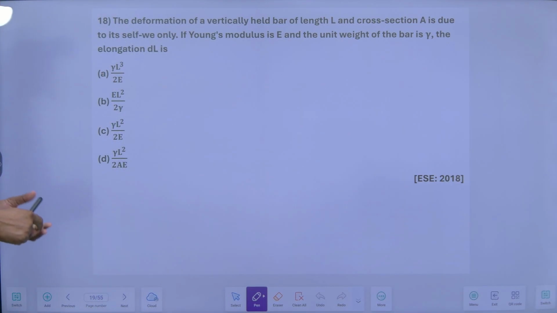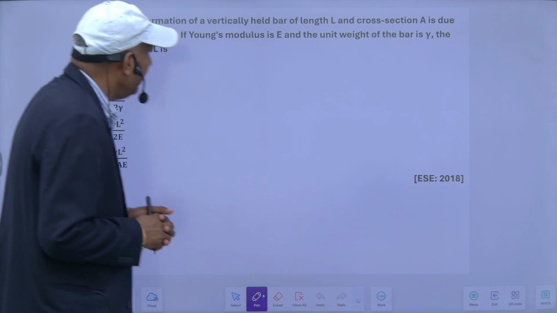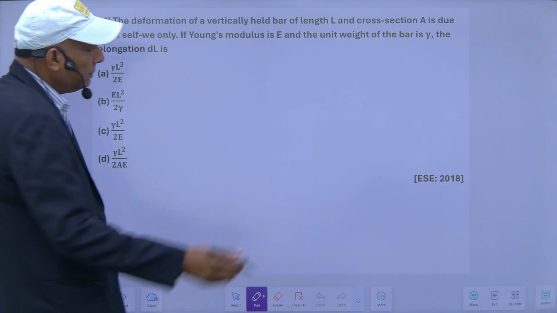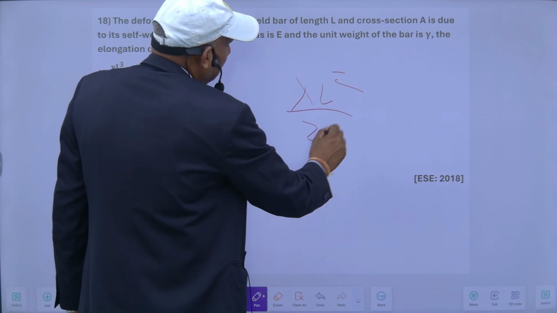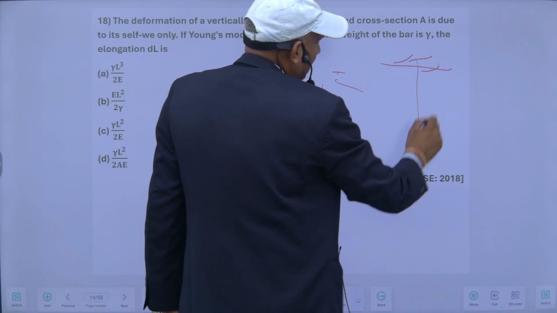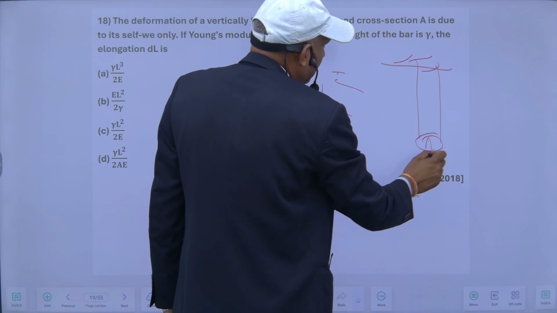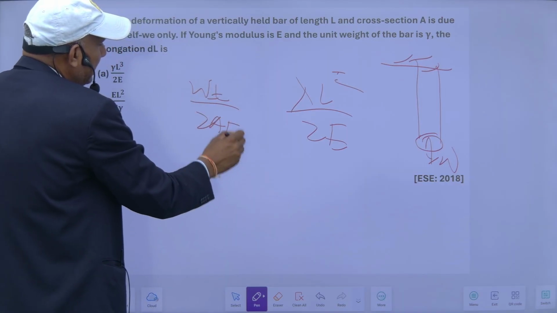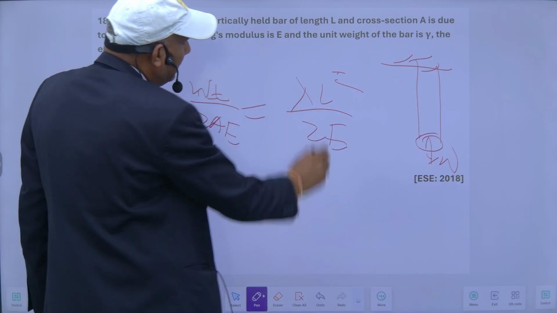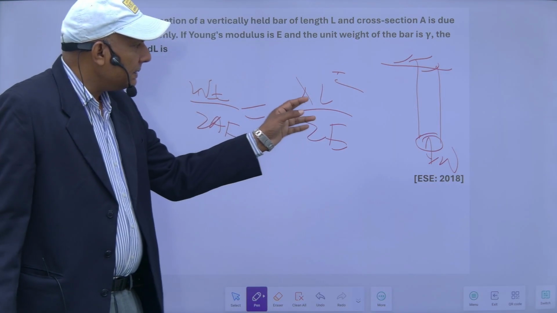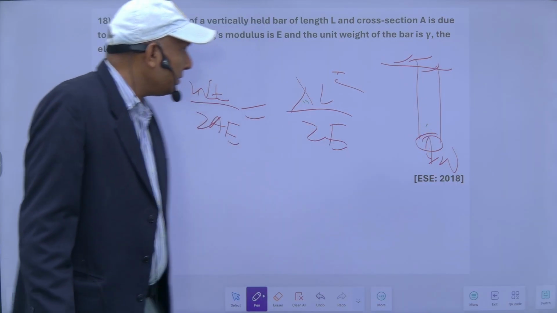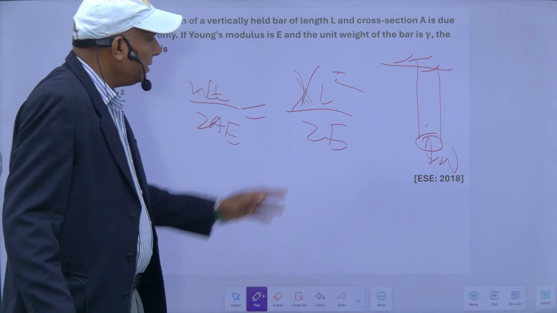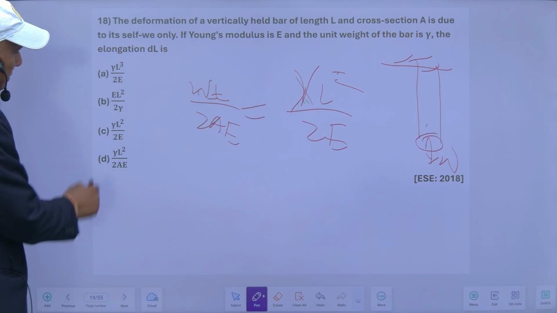The deformation of a vertically held bar of length L, cross-sectional area A, is due to its self-weight, and unit weight is this one. As we know, my formula is lambda L square upon 2E. As simple as that. Due to its self-weight, deformation is WL upon 2A, where W is its self-weight, or I can say lambda L square upon 2E. So lambda here is its unit weight. If unit weight is gamma, then it is gamma L square upon 2E. So this is the correct answer.